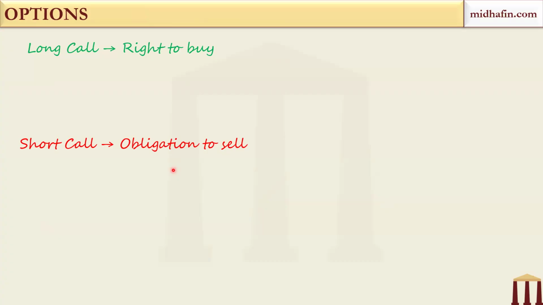See, I told this earlier that this right is only available with the long positions. The short is at the mercy of the long and at the mercy of the market. So he has to always oblige. Absolutely. If the long chooses to exercise, the short does not have any choice. The short has the obligation.